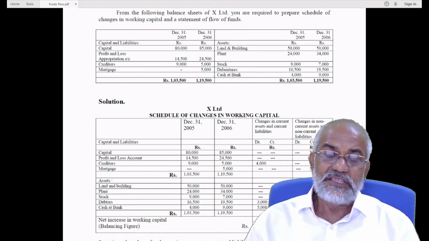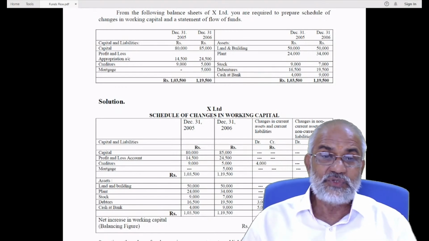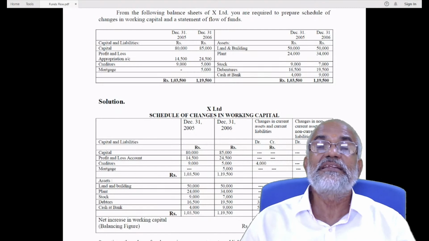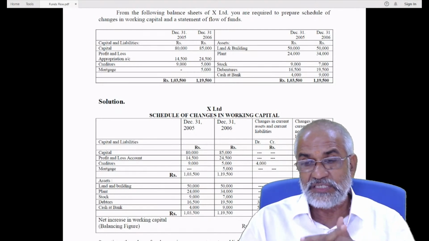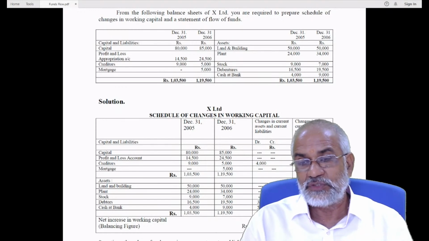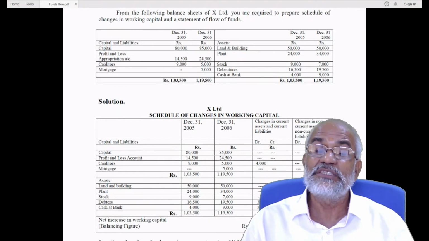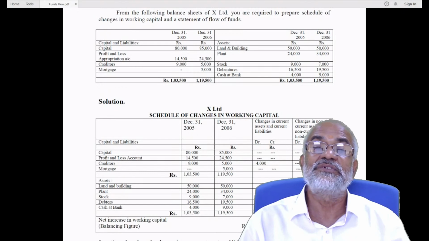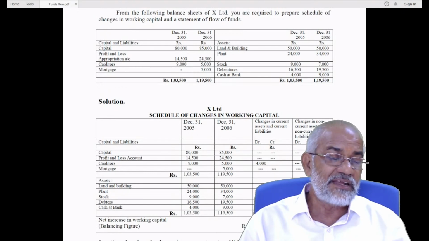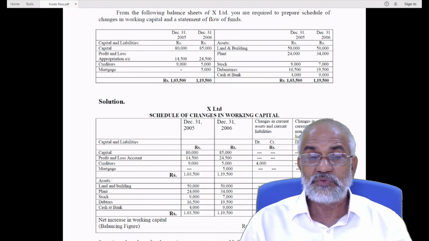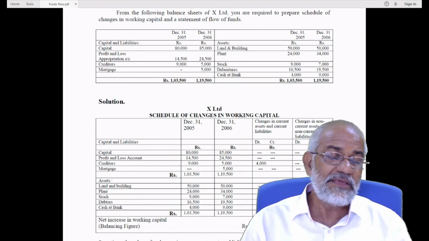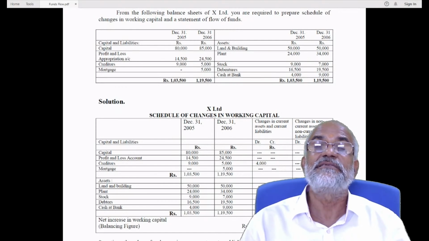Similarly, as on 31st March 2006, the total of liabilities was 1,19,500, and the total of assets also remained the same figure, that is 1,19,500. So that is the data given to us for preparation of the funds flow statement. And the very first step in the funds flow statement is to prepare the statement of changes in working capital.